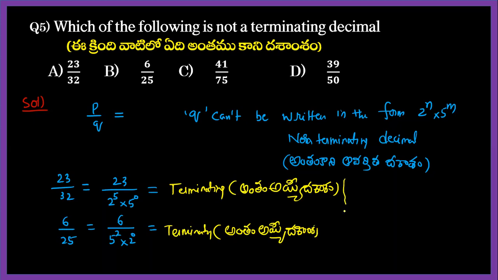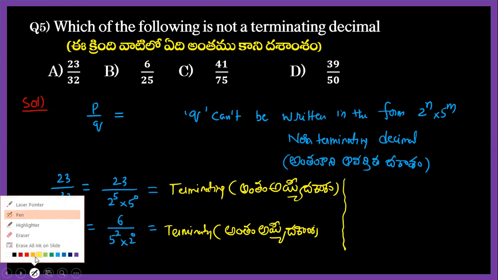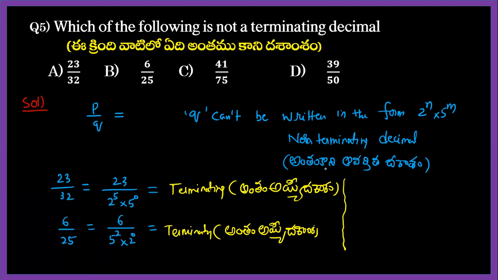Now let us observe the next one. Here is the next one. So option C, 41 by 75. 75 I am changing as 25 into 3. 25 means 5 square into 3 power 1. If we observe the denominator, it is not in the format of 2 power n into 5 power m. Why? Because additionally, it has 3 as a prime factor.